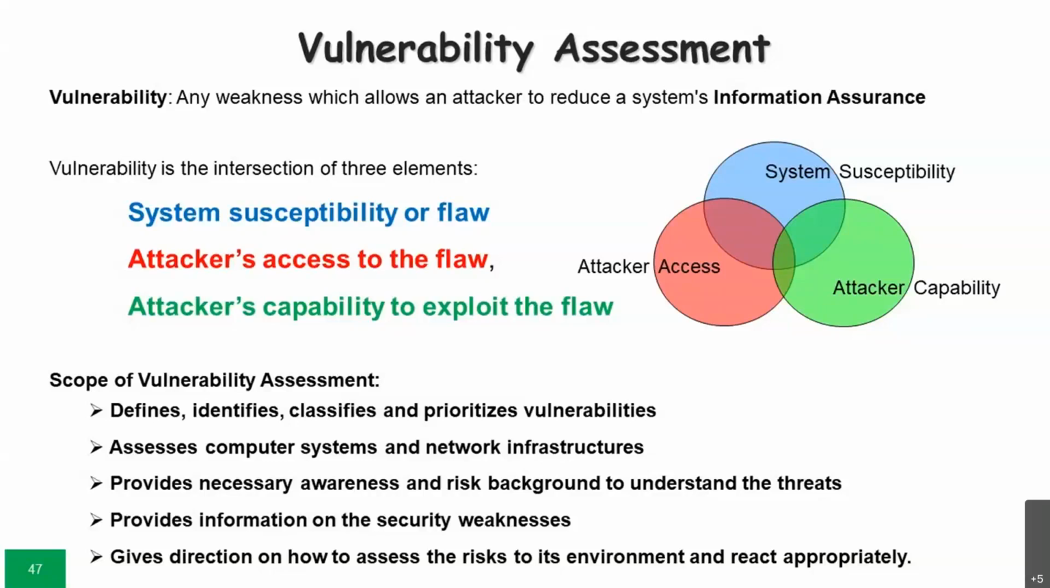Vulnerability is the intersection of three elements. First is system susceptibility, second one is attacker access, and third one is attacker capability to exploit the flaw. System susceptibility: how susceptible the system is.